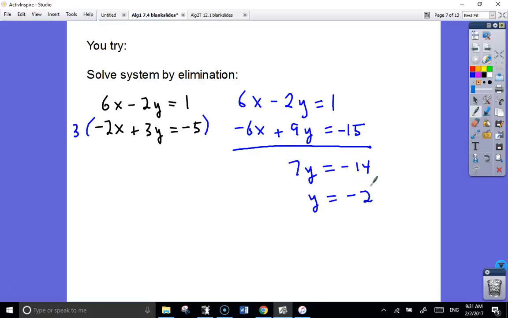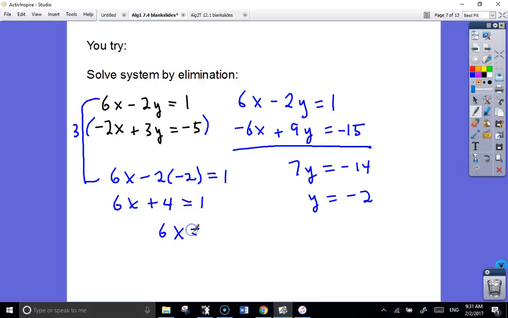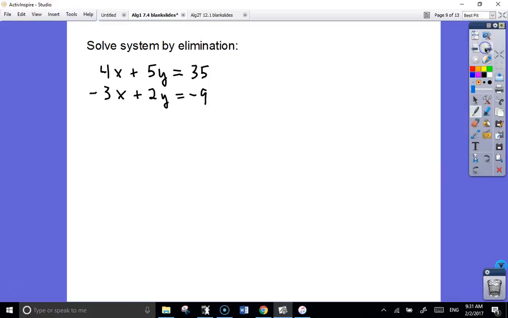Right, and then you got to pick one of these two equations. I'll pick this one here. 6x minus 2 times negative 2 equals 1. 6x plus 4 equals 1. Subtract 4. Divide by 6. So the point is negative 1/2, comma, negative 2. I'm going to skip that one.